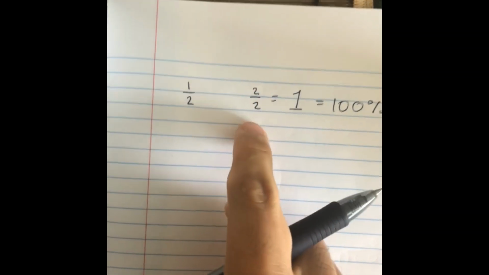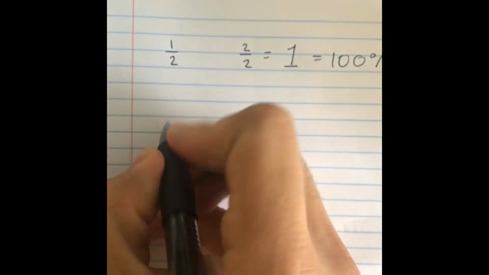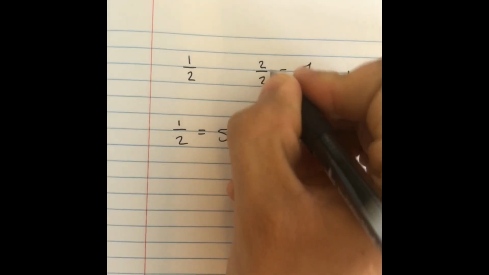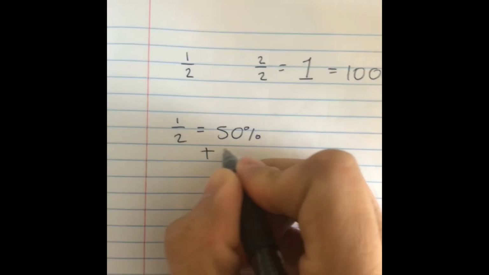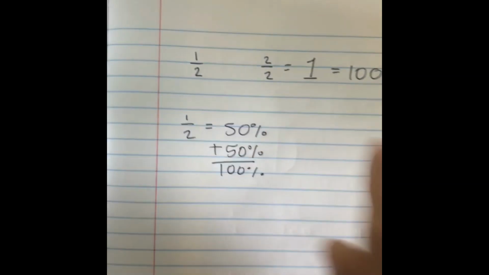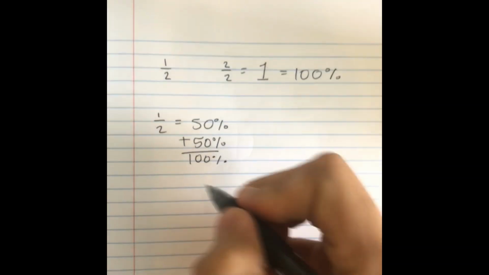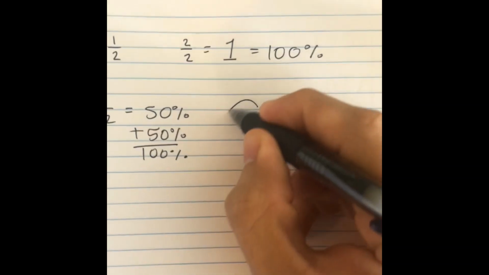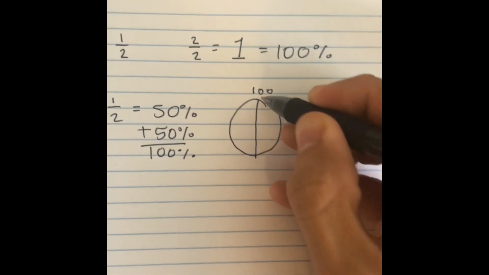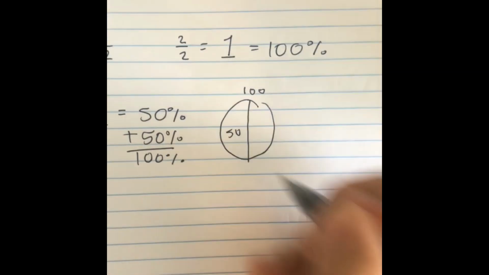How do we get 2 halves to look like 100%? Well, if we know that 1/2 equals 50%, right? If you have 2 of them, you have 50% plus 50%, which equals 100%. I went through that pretty fast, but that's basically what's going on. So let me show you the model of that. If you have 1/2, right? If it's out of 100 and you were to divide 100 into 2, you would get 50.